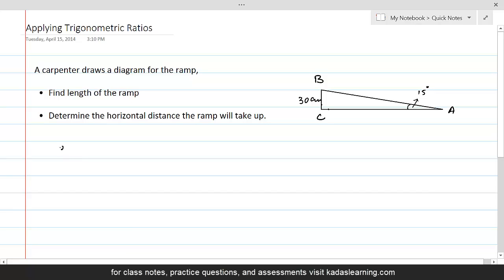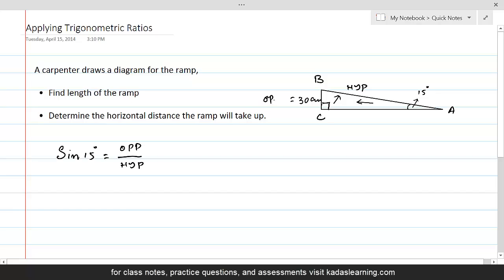So sine 15 degrees is equal to opposite over hypotenuse. But we haven't yet decided which one is the opposite and which one is the hypotenuse. The side opposite to the 90 degree angle is always the hypotenuse. So this is the hypotenuse, and if the angle under consideration is 15 degrees at vertex A, then the side opposite to that angle is always taken as opposite.